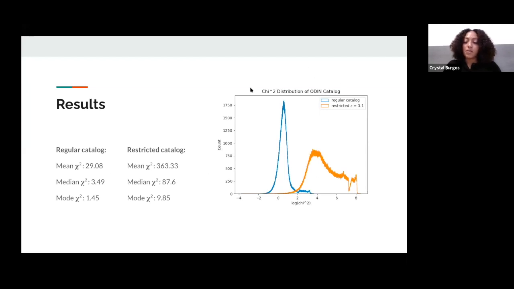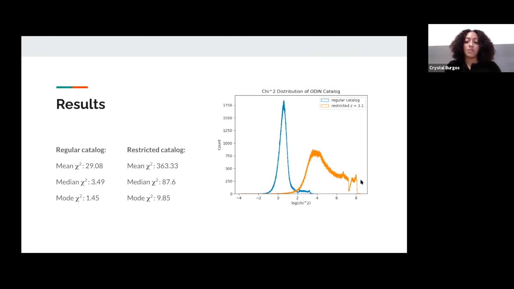So in our results, in this plot on the right over here, you can see that when we gave the entire catalog to BPZ, this is the chi-squared distribution of all galaxies in that catalog. However, if we compare it to the restricted catalog where we told BPZ to pretend that every single galaxy has the same redshift 3.1, we get a very different chi-squared distribution.